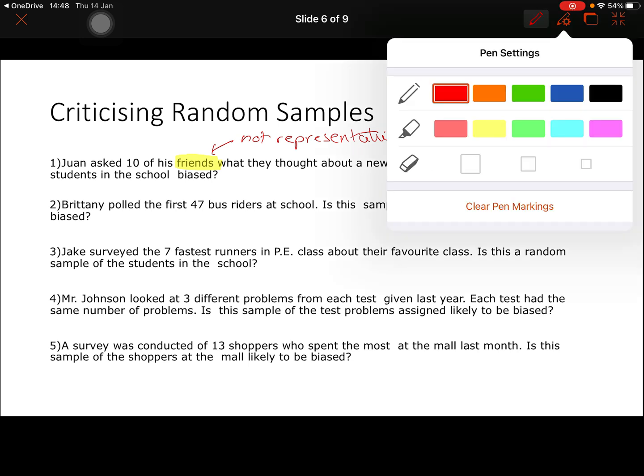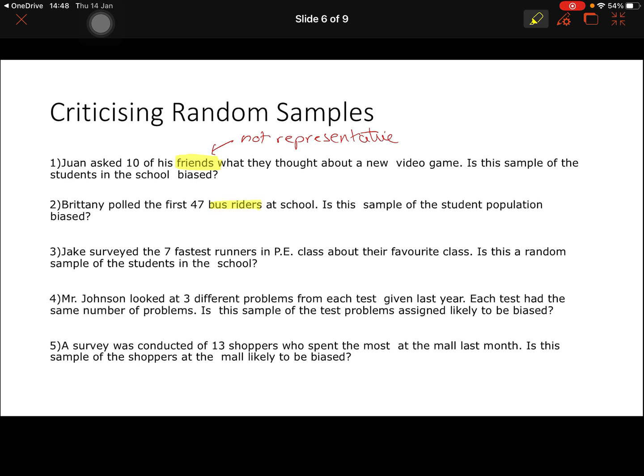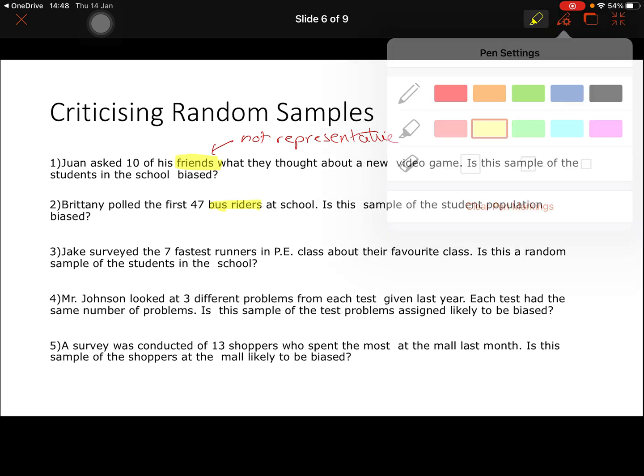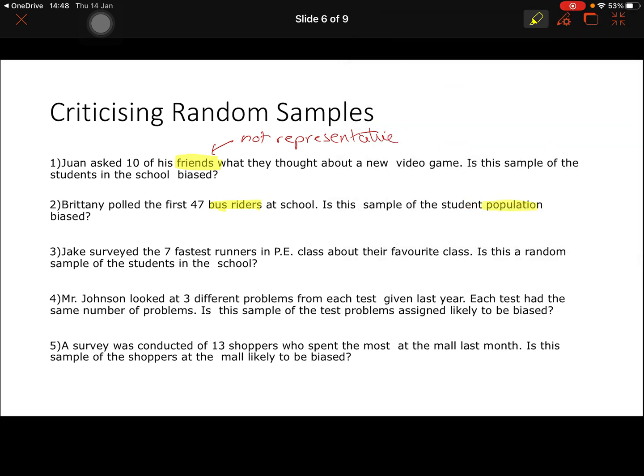Now, if she's only asking people who got the bus, does that mean everyone in that population has an equal chance? No, it won't, because if you walk to school or you come with your parents to school, you would not get the opportunity to be asked about it. So again, it's not fully representative of the whole population, because the whole population is all the students. The whole population is the school.